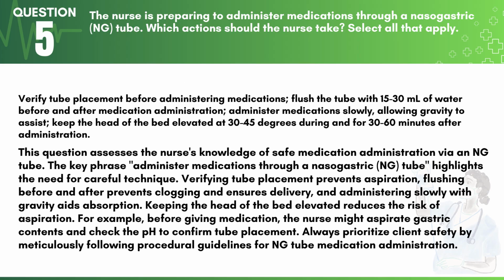Answer. Verify tube placement before administering medications. Flush the tube with 15 to 30 milliliters of water before and after medication administration. Administer medications slowly, allowing gravity to assist. Keep the head of the bed elevated at 30 to 45 degrees during and for 30 to 60 minutes after administration. This question assesses the nurse's knowledge of safe medication administration via an NG tube.